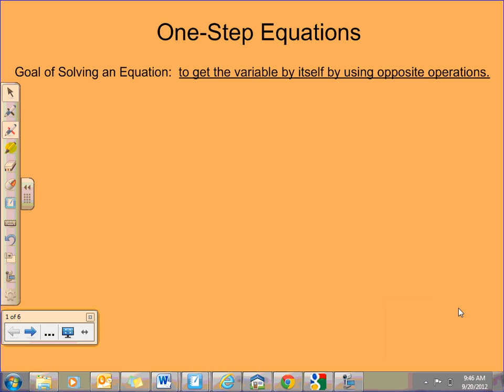This lesson is going to review with you how to solve a one-step equation. We call them one-step equations because there's literally just one step that you need to do to get the answer. So let's review what the goal of solving an equation is.